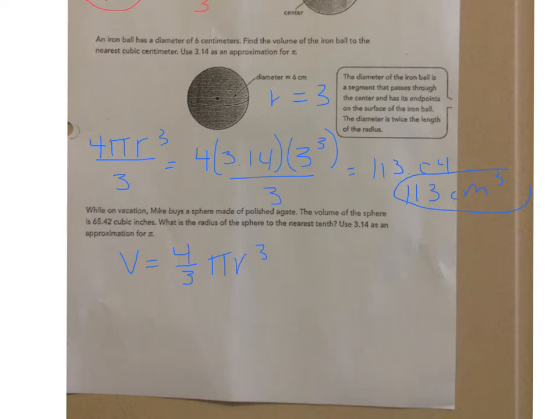Okay, so volume is 65.42 equals 4/3 times 3.14 times r cubed. We don't know r cubed. Okay, so the first thing I'm going to do is to get rid of the fractions. So we're going to multiply both sides by the reciprocal of 4/3, which is 3/4. That means that's all going to cancel out. And we're going to do the same thing over here, 3/4 times 65.42 is going to give us 49.065 equals 3.14 times r cubed.